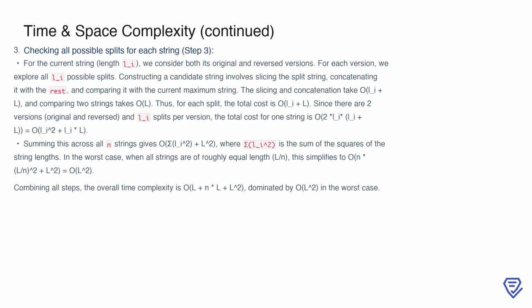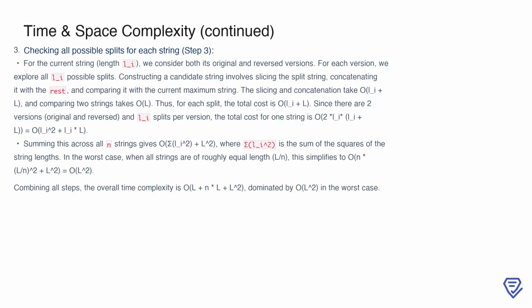Now, the third step involves evaluating all possible splits for the current string. For each string, we consider both its original and reversed versions. For each version, we explore all possible splits of the string, meaning we divide it at every possible index. For a string of length L_i, creating a candidate string involves slicing the split string, concatenating it with the rest, and comparing it to the current maximum string. These operations, slicing, concatenating, and comparing, take a combined time of O(L_i + L) for each split.